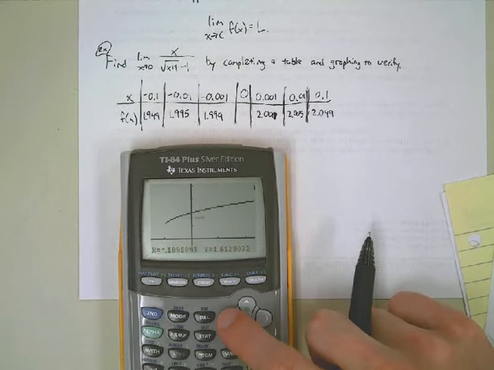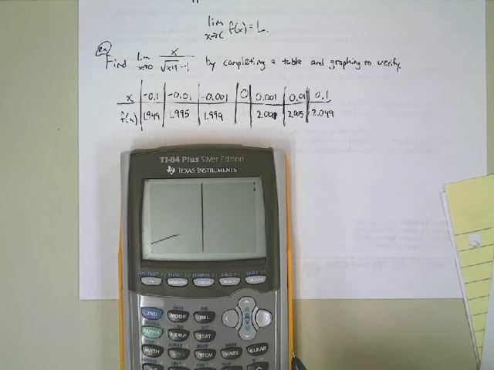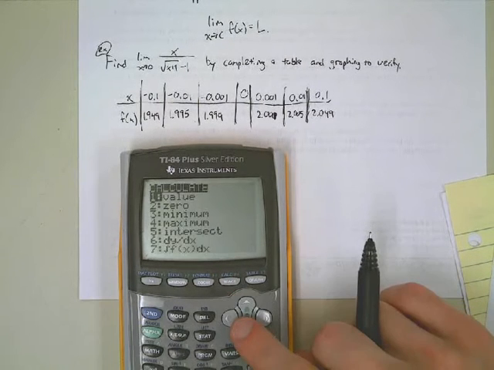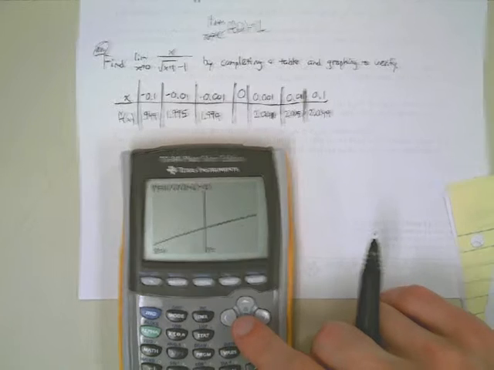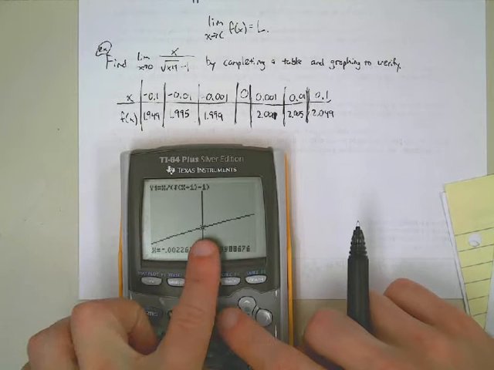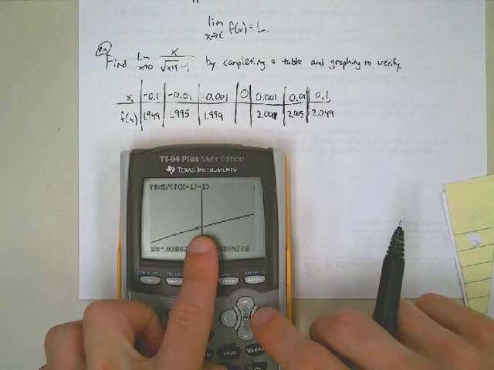Draw another box around it, because we want to see what's happening right at 0. Now at this point, if I press second trace and go to value and type in x equals 0, it's still not going to give me anything. But if I press the trace button, now I have a little cursor here. If I move my left and right arrows, it'll move along my line and give me both the x value and the corresponding y value.